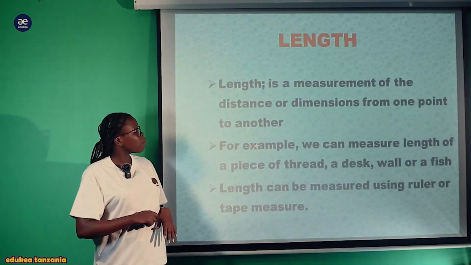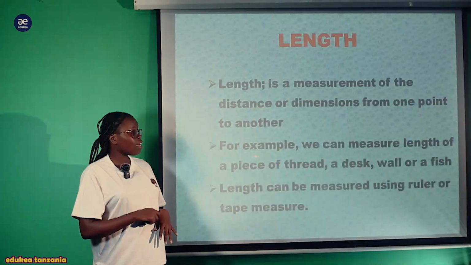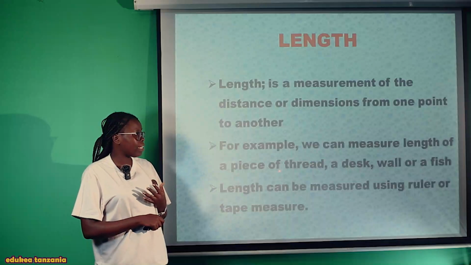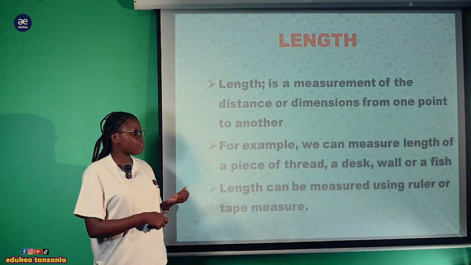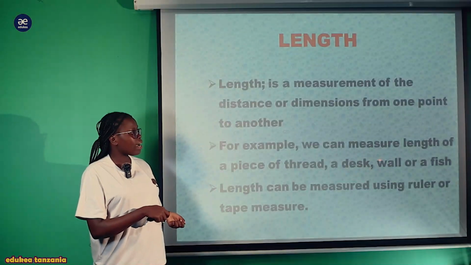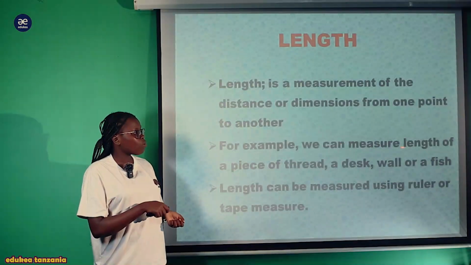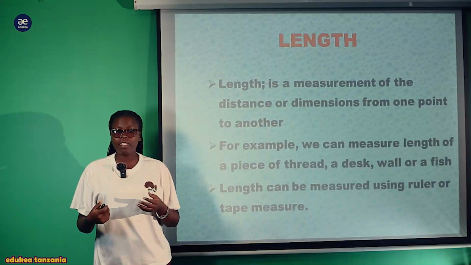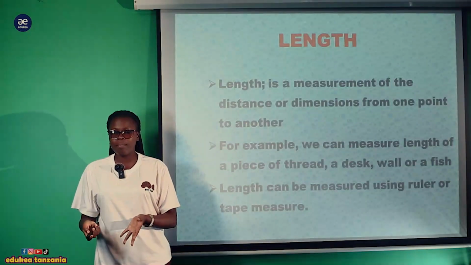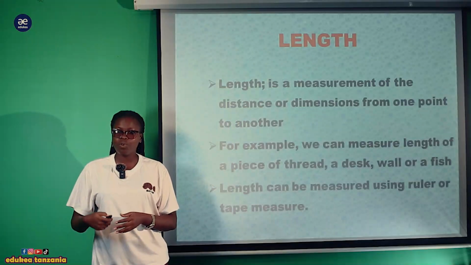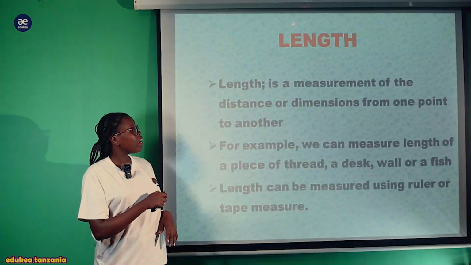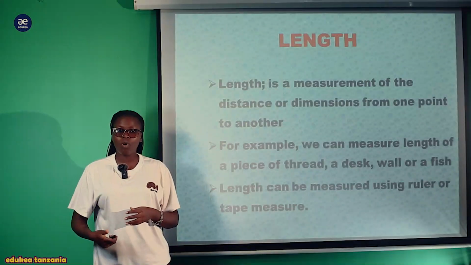Kwa hiyo tunatumia vitu mbalimbali. Example, you can measure the length of a piece of tree. Tunaweza tukatumia kwa mfano ruler, tukaangalia urefu wa deski, urefu wa ukuta, au hata urefu wa samaki pia. Unaangalia kwamba huyu samaki ana sentimita 1, au samaki ana sentimita 2, huyu samaki ana sentimita 3, huyu binadamu ana urefu gani? So it is all about length as one of the fundamental quantities of measurement. And length can be measured using a ruler or a tape measure.